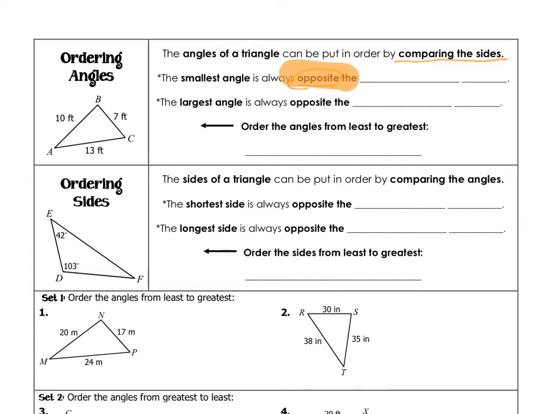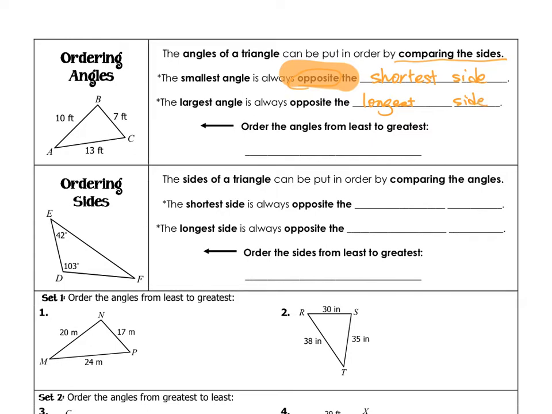Opposite is really important. The smallest angle is always opposite the shortest side. And the largest angle is always opposite the, you guessed it right, longest side. So that's how we pair them up.